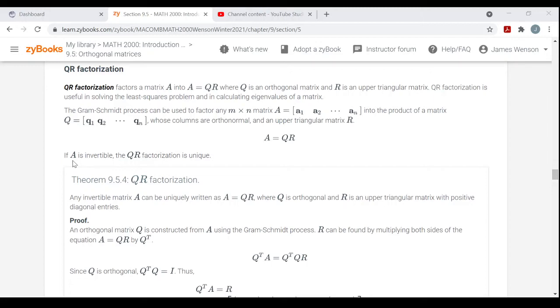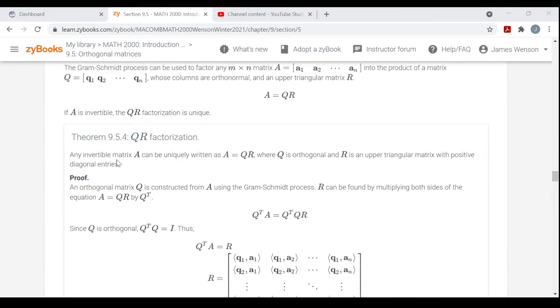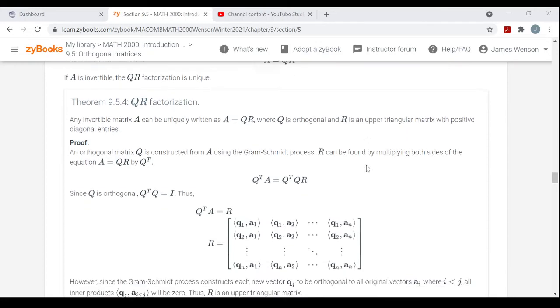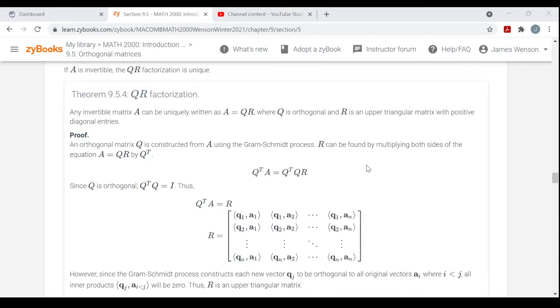And if A is a square matrix, and it is invertible, this QR factorization is unique. So here, any invertible matrix A can be uniquely written as A equals Q times R, where Q is orthogonal, right? It means its transpose is its inverse. And R is an upper triangular matrix with positive diagonal entries. Remember, upper triangular just means all the values on the diagonal and up are the only places where there's going to be non-zero entries. Anything below the main diagonal will be 0.